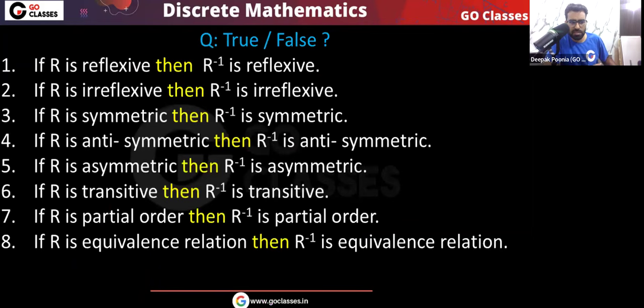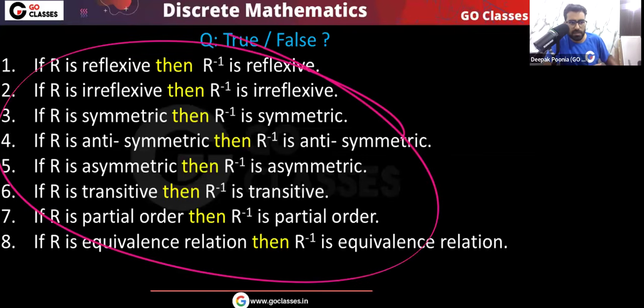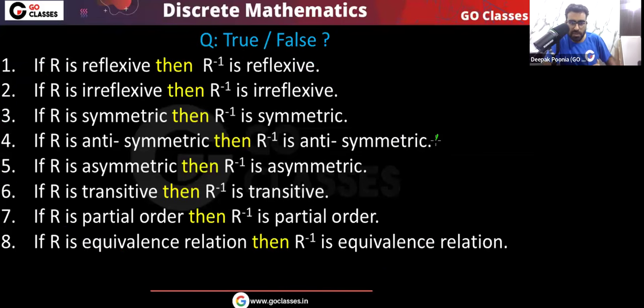Let's solve this question. This is a very interesting question. Total 8 questions we have, true false questions. Pause the video, try this question yourself, then see the solution. I'm going to provide the detailed solution now. Basically, true false statements we have.